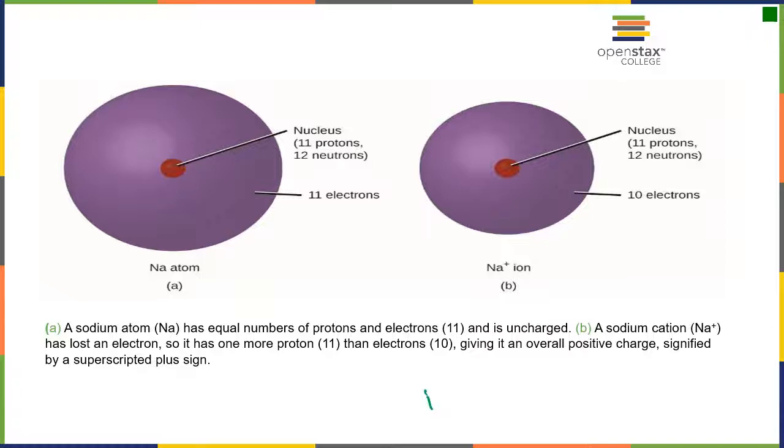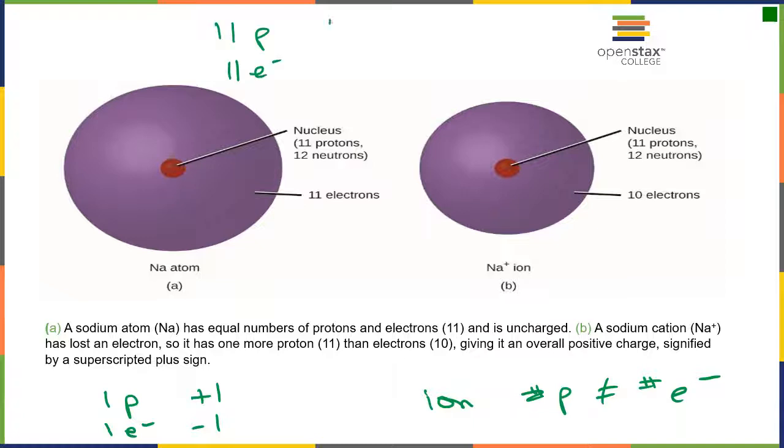An ion, by definition here, is something where the number of protons is not equal to the number of electrons. It has a net charge. So please remember that one proton has a charge of +1, and one electron has a charge of -1. If we look at sodium, sodium, by the way, has 11 protons. If it's neutral, it's going to have 11 electrons. So if we have 11 protons and 11 electrons, that's going to be +11, -11 for a net charge of 0.